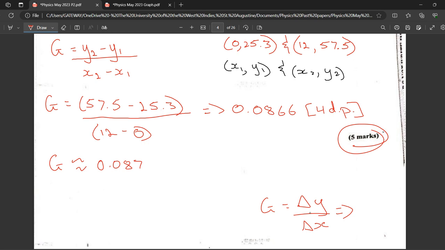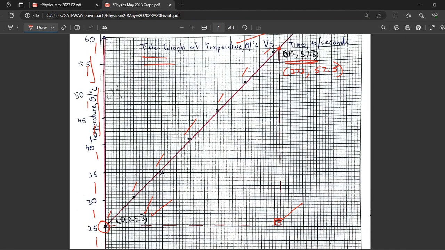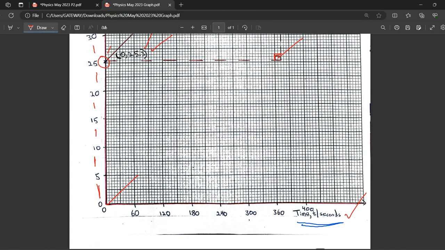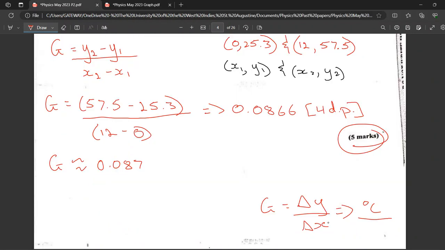So to get the unit for the gradient, the unit you have on your y-axis was temperature. Instead of changing y, you can put the unit for what you had on your y-axis, which is really degrees Celsius, all over the unit for what you had on your x-axis, which is really time. The unit would have been seconds. Time is measured in seconds. So the unit will be degrees Celsius per second. S is for second, so s to the minus 1 will be per second. And this is basically your answer.